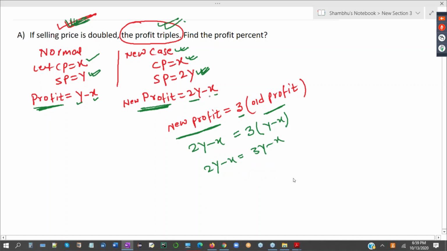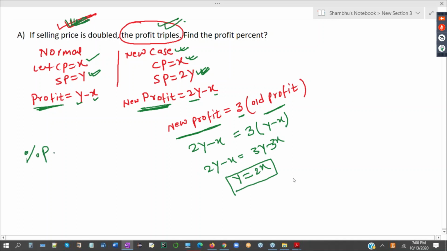Some mistake. New profit is 2y minus x, 3 into y minus x, 3y minus 3x. So yes, y will be 2x, right? Yes, you can take P also. You can take profit directly P also. So you can see here, selling price is double compared to cost price.